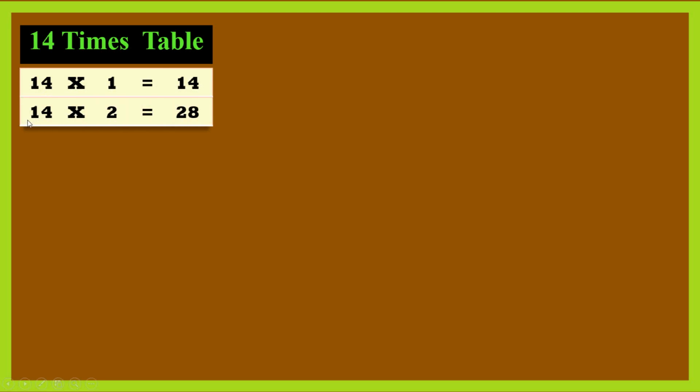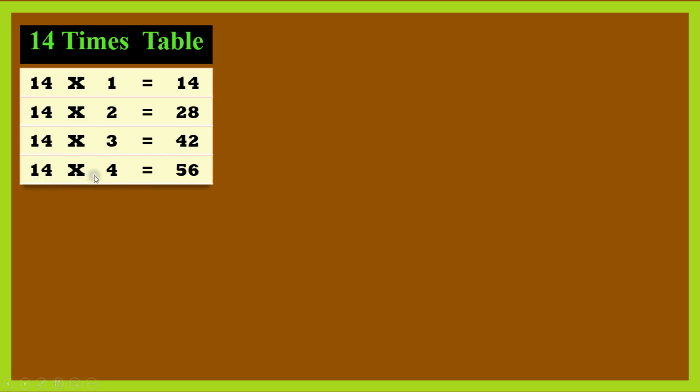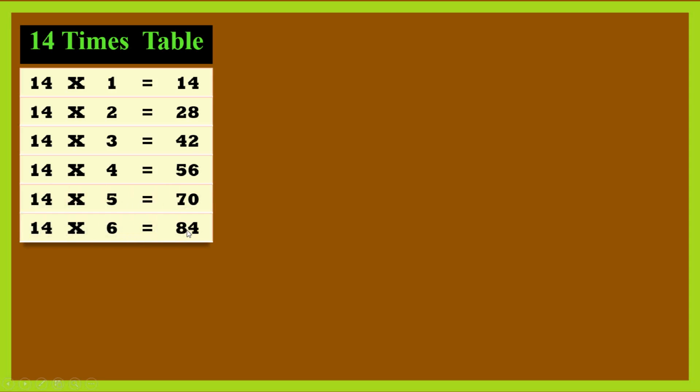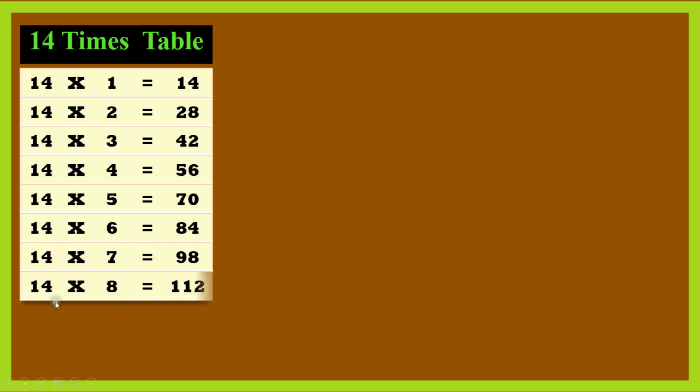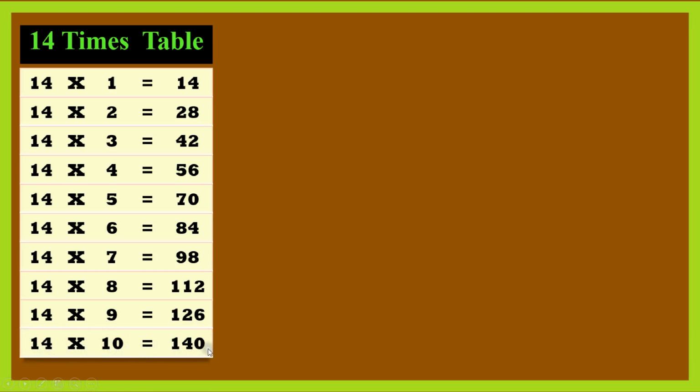14 times table. 14 times 1 is 14. 14 times 2 is 28. 14 times 3 is 42. 14 times 4 is 56. 14 times 5 is 70. 14 times 6 is 84. 14 times 7 is 98. 14 times 8 is 112. 14 times 9 is 126. 14 times 10 is 140.